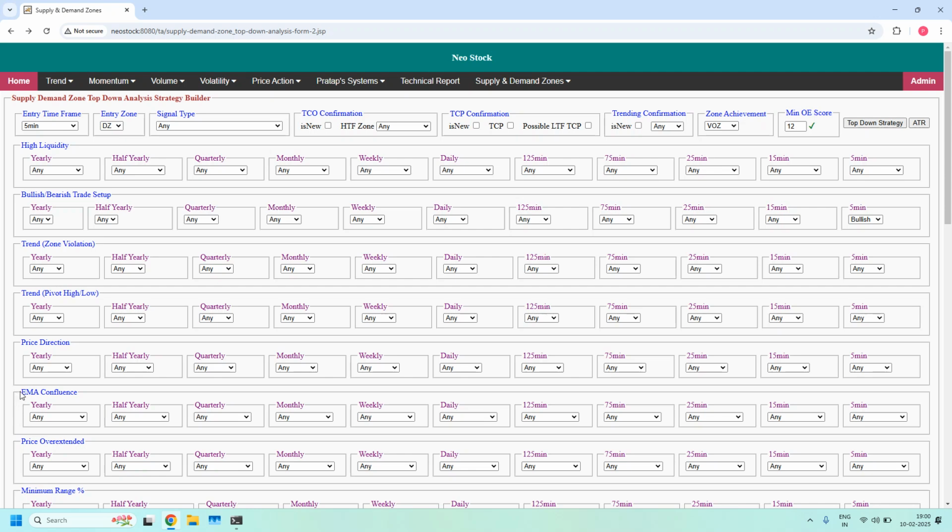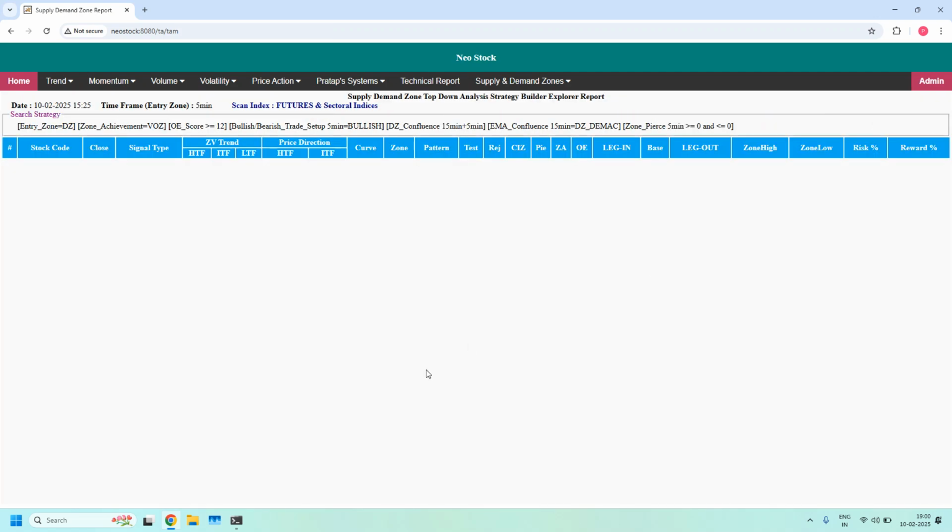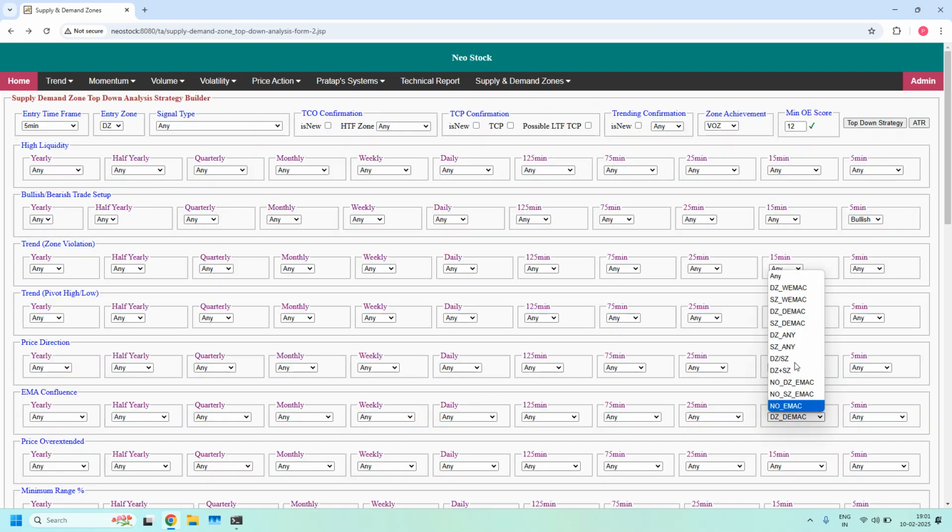Let's verify. In the EMA confluence at 15 minutes time frame, I am setting the filter. 15 minutes demand zone is having daily EMA confluence or not. With this filter, we did not get any stocks. Okay. Now we will look for LTF, ITF, HTF demand zone confluence. I am removing EMA filter.